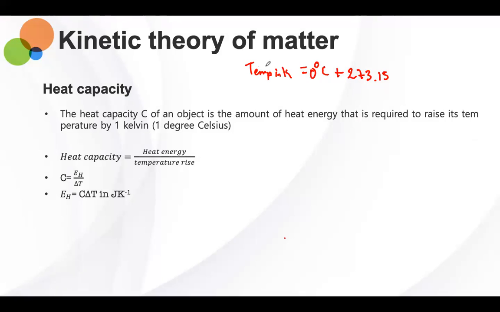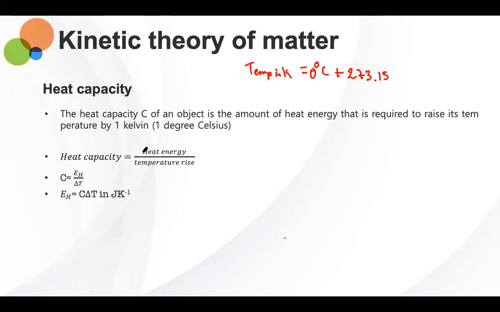Now, to calculate the heat capacity of an object, it is heat energy over the change in temperature. So that's why for heat capacity questions, you don't necessarily need to convert to Kelvin. I am just putting this out there for future reference, because 1 Kelvin is the same thing as 1 degree Celsius. Do you understand that? Yes, sir.